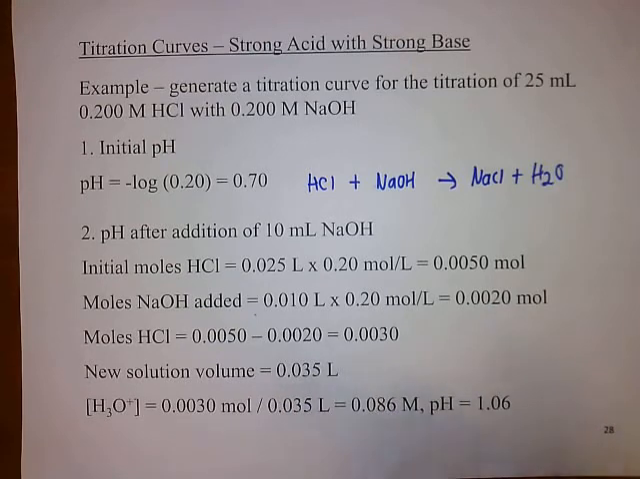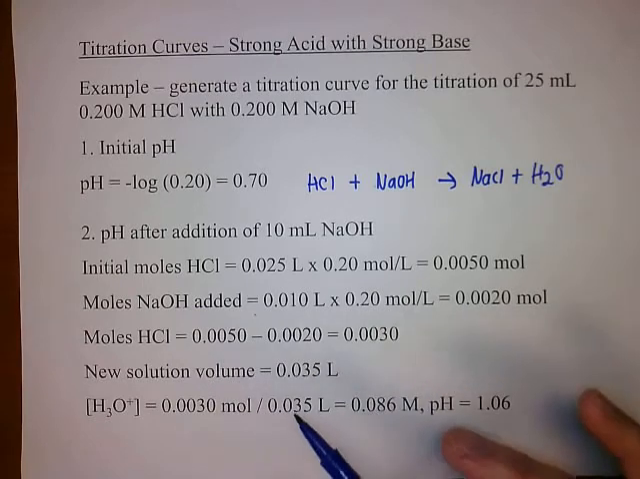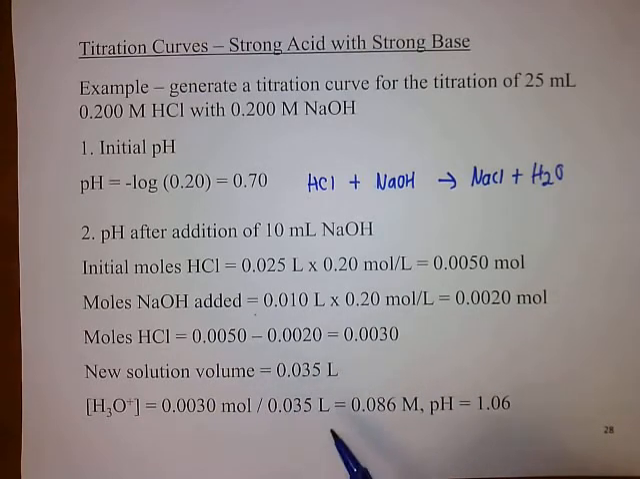Okay, so what's the concentration? 0.0030 moles divided by 0.035 liters is 0.086 molar, and so you take the negative log of that and you get a pH of 1.06.